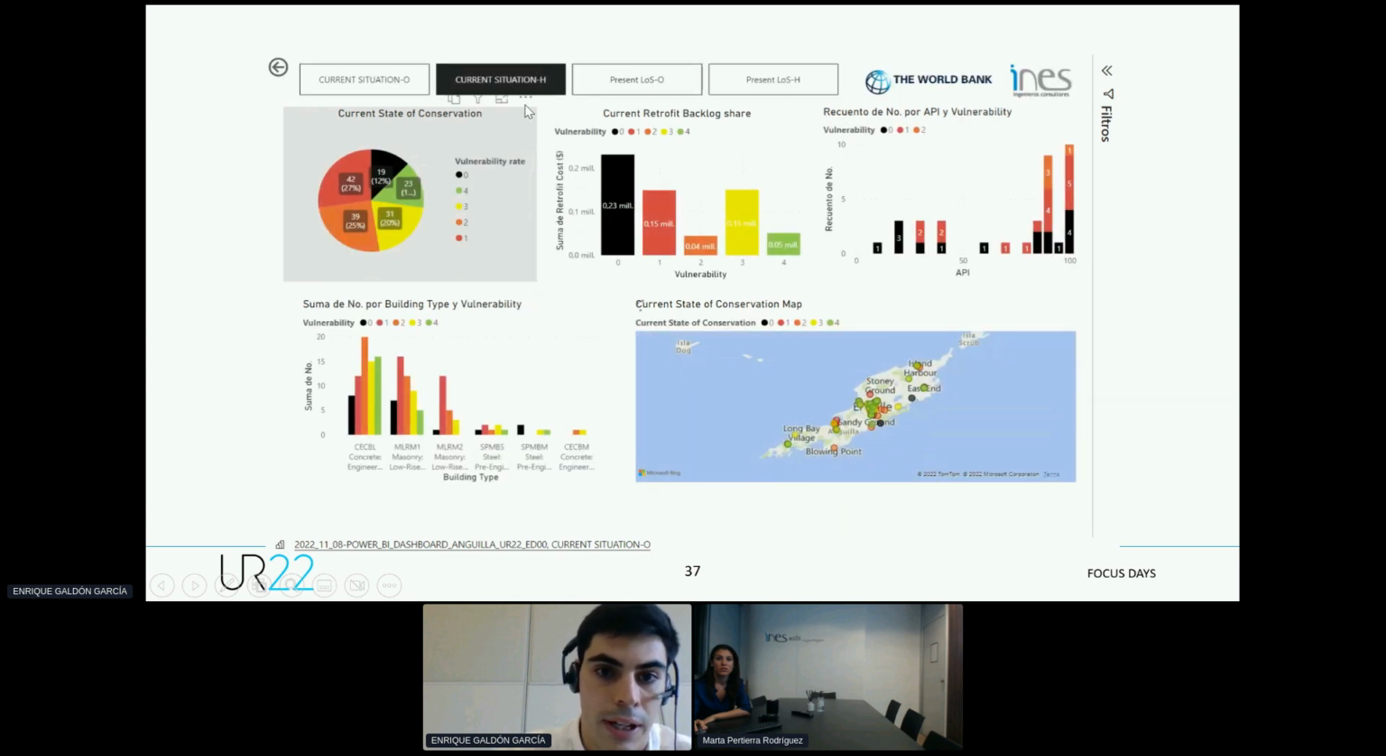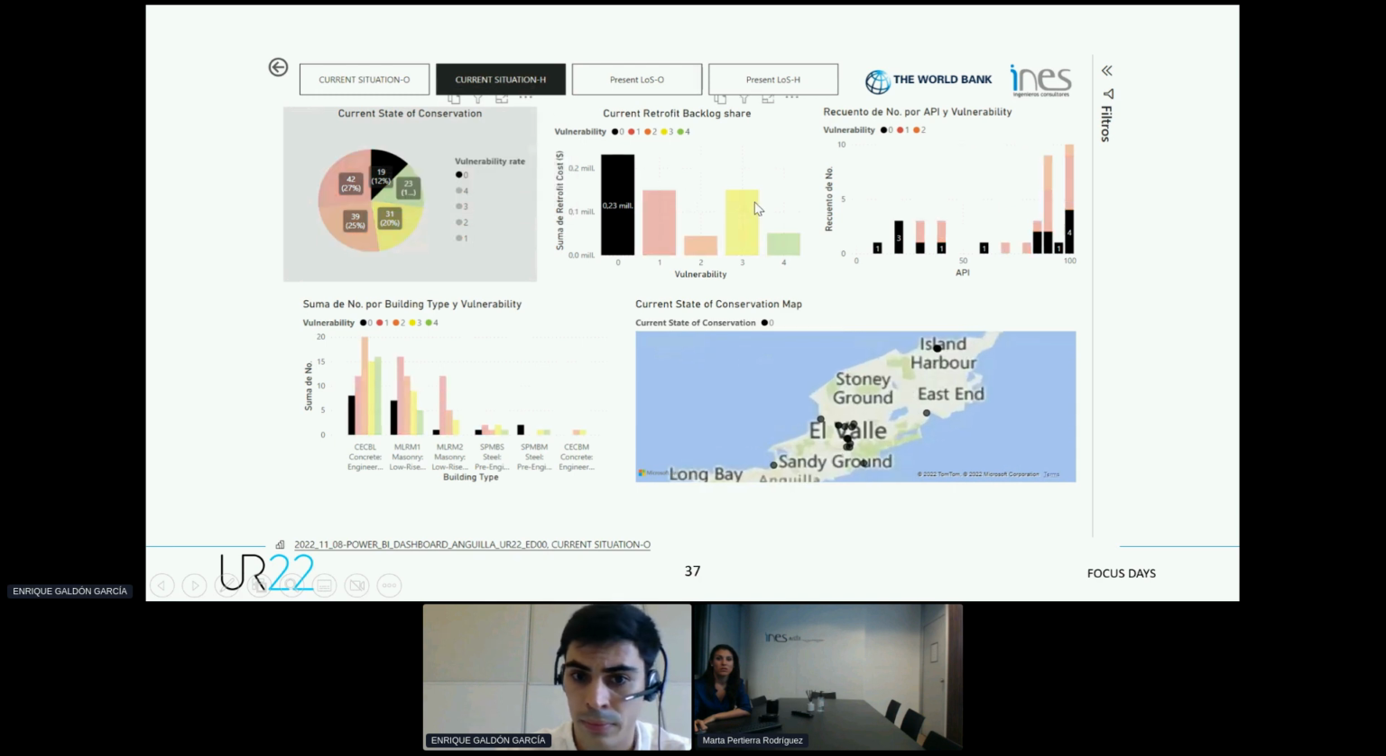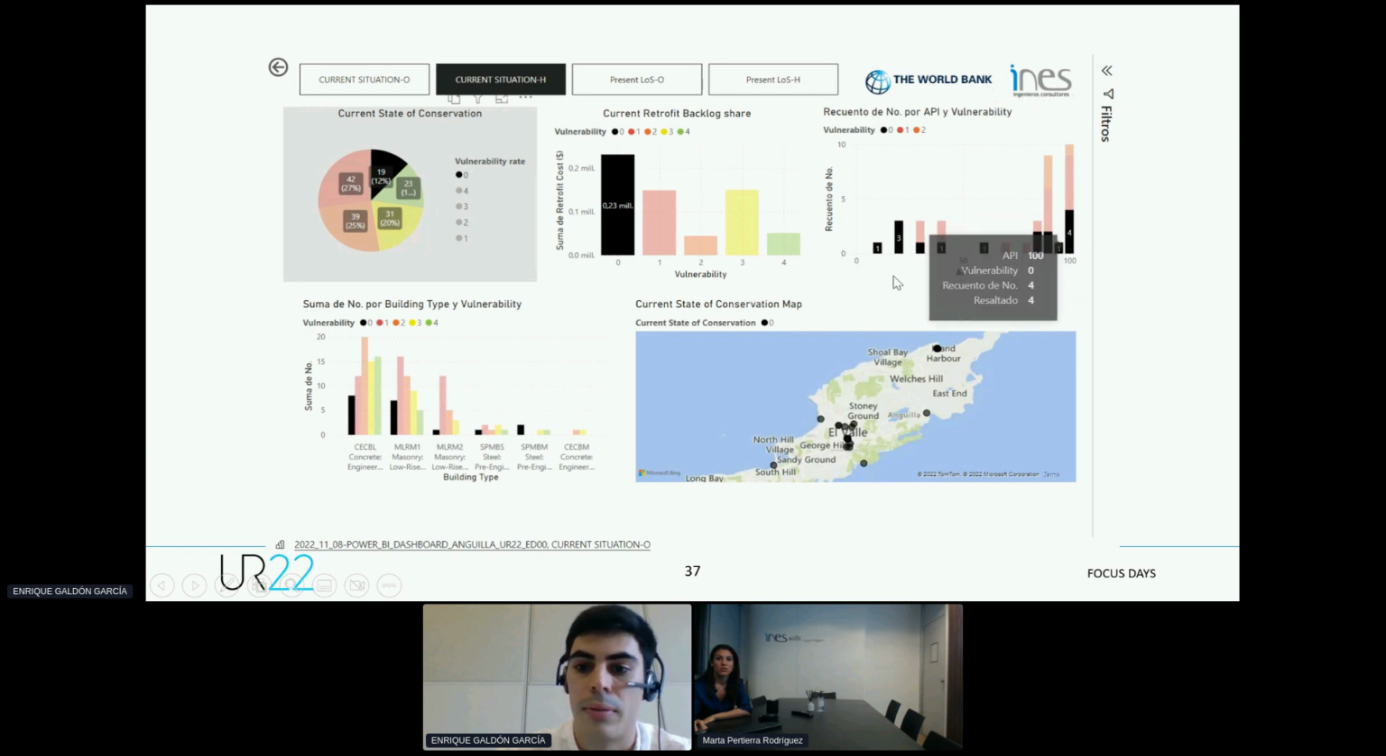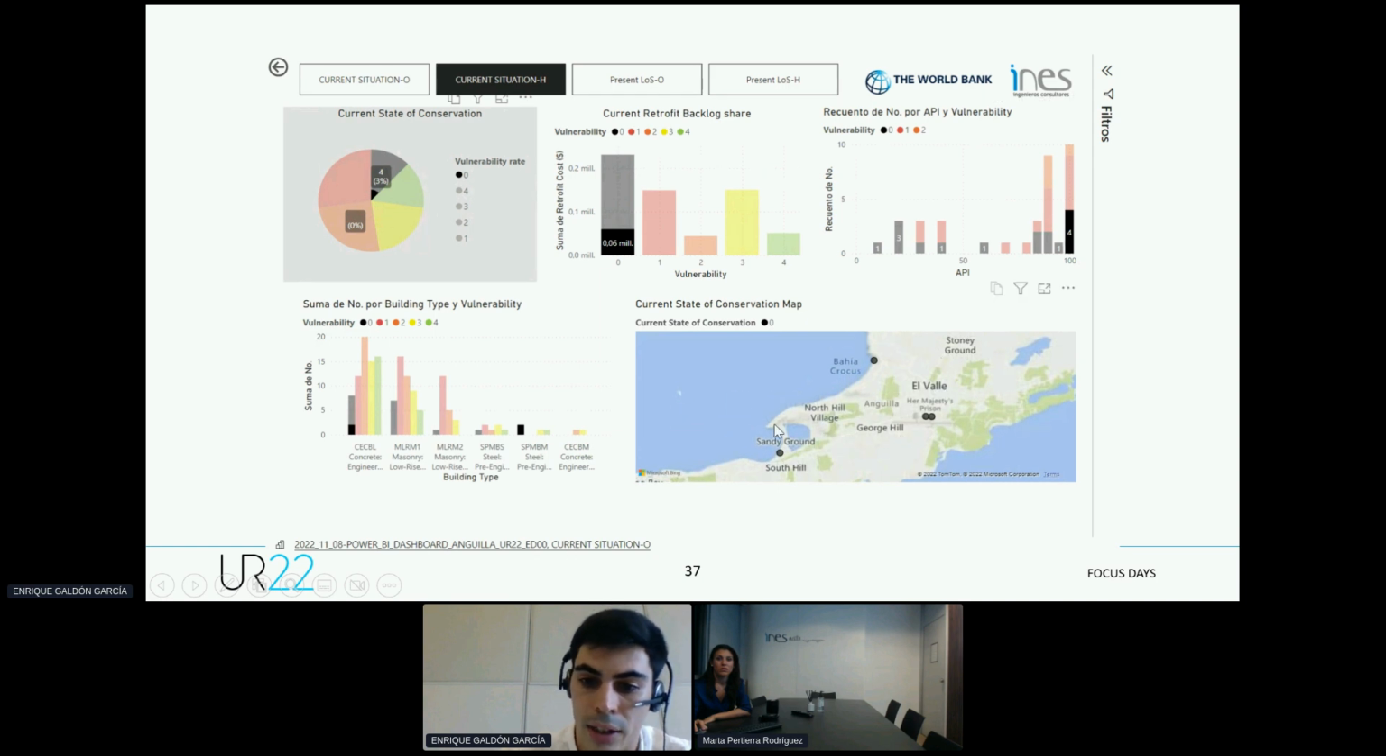Well, in case of the vulnerability, we have exactly the same static photo. Okay, so this is the results of the vulnerability in the current situation. Again, we can select, for example, those buildings with low vulnerability, and also we can select those buildings with an asset priority of 100. And again we have here the location of those buildings.